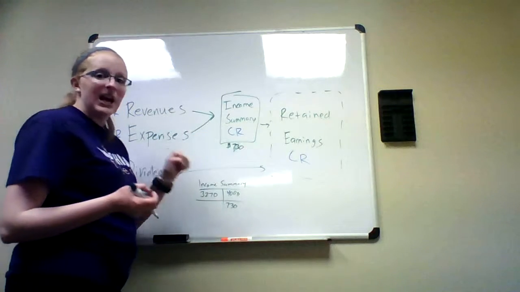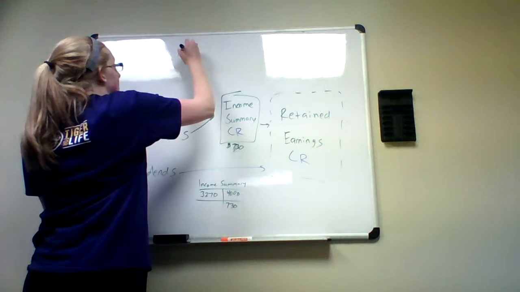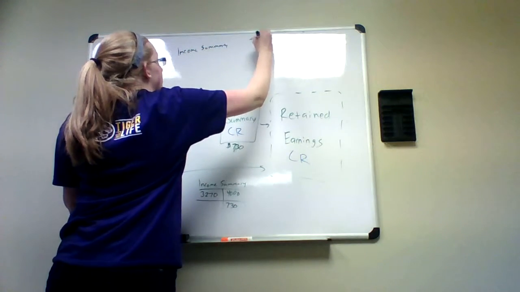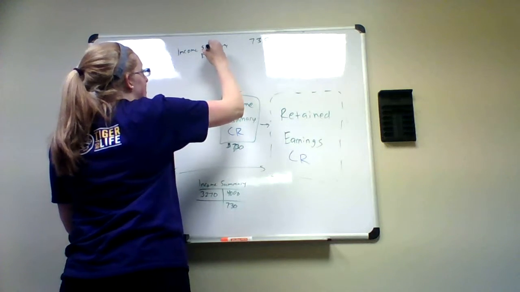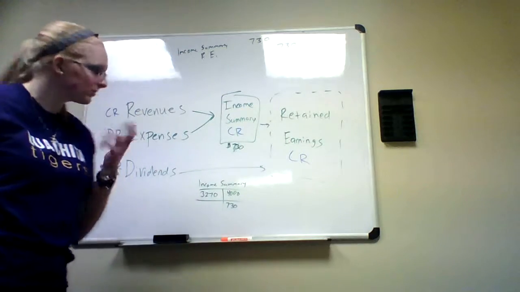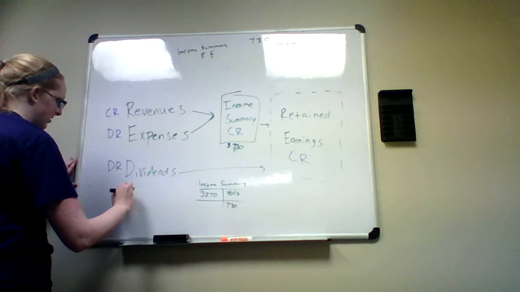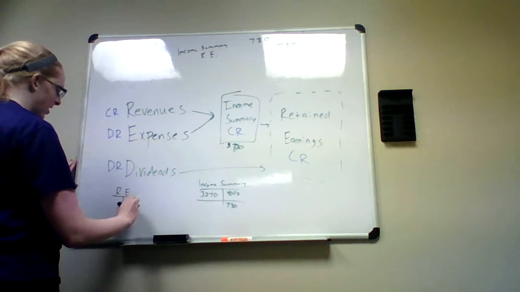So if income summary has a normal credit balance, you're going to debit income summary for $730, and because retained earnings has a credit balance, you credit retained earnings for $730. Okay? So now, if we were going to do a T-chart for retained earnings, we just credited $730.